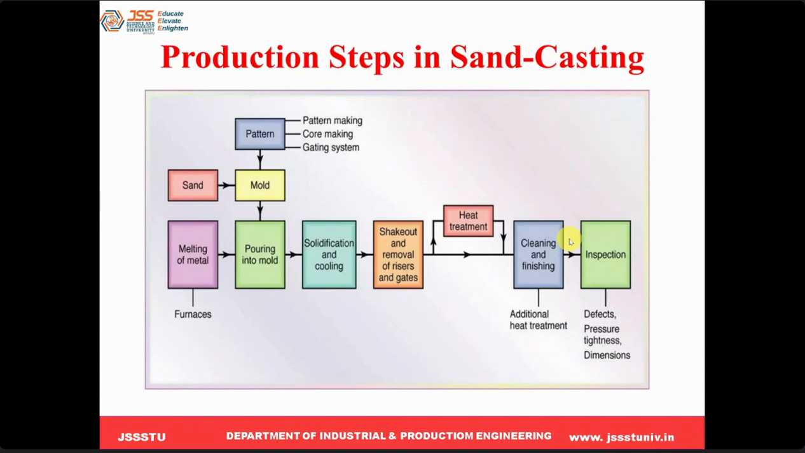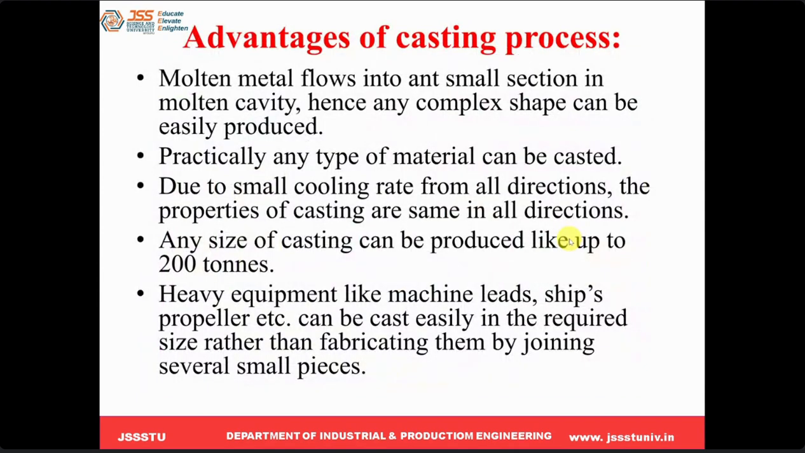We can use it for complex shapes. Okay, complex shapes can be easily produced. Good. Next, low cost. Okay, fine. Molten metal flows into even small sections in the mold cavity, hence any complex shape can be easily produced. Practically any type of material can be cast.